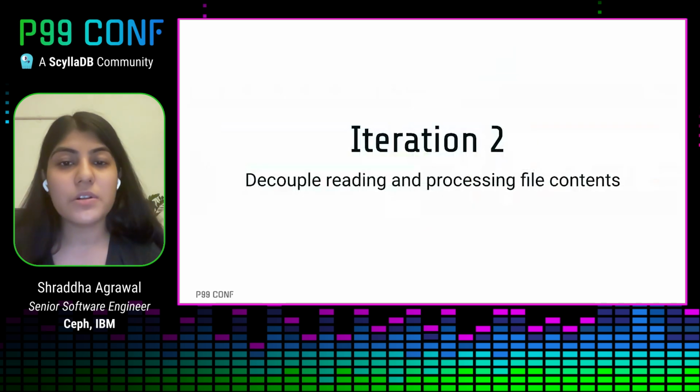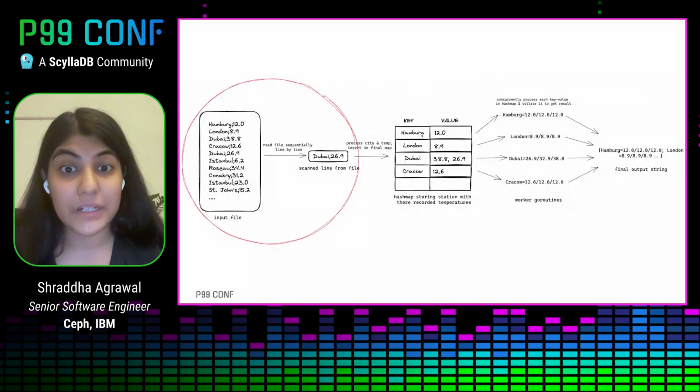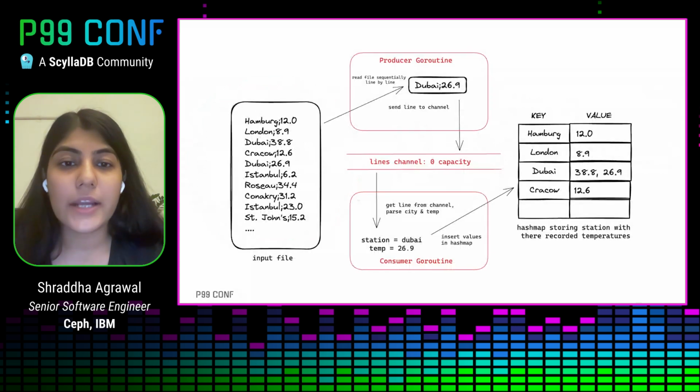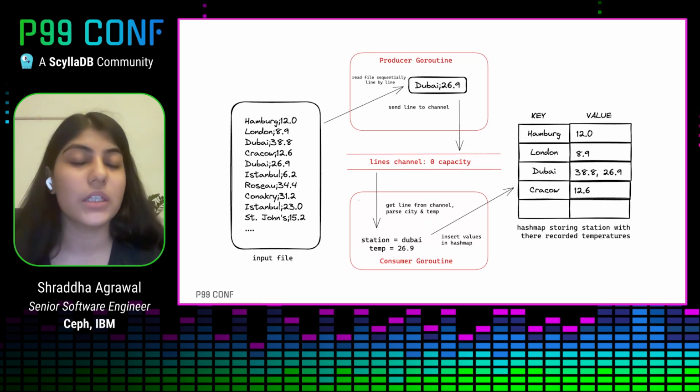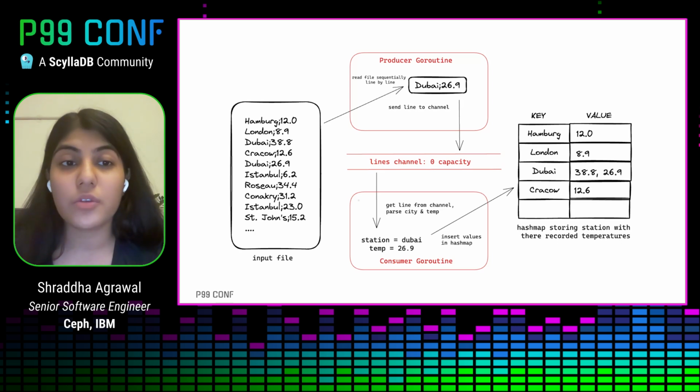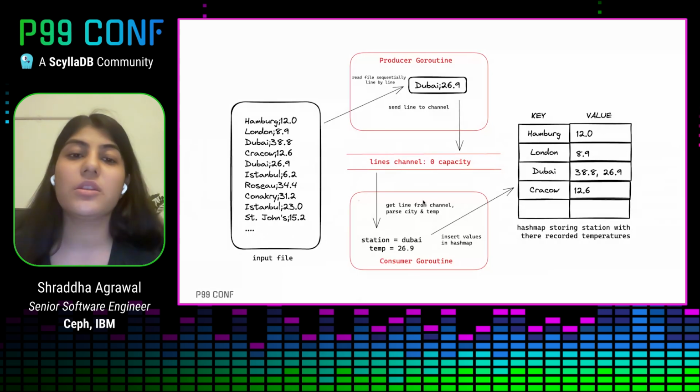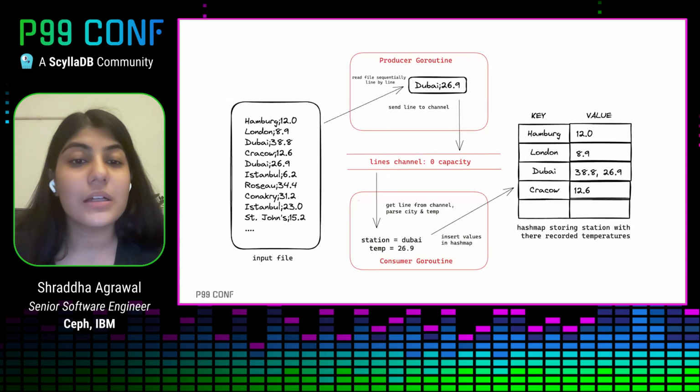We're going to decouple reading and processing of the file contents. This is the first bit that we're going to be focusing on in our entire flow. We're going to be adopting a producer and consumer pattern here, where the producer is responsible for reading the file line by line, and then the consumer is responsible for actually parsing the station and temperature values from it and inserting it in the hash map, as these two things can be done independently. For both of these, we're going to be introducing Go routines. So as you can see, this is a Go routine and this is a Go routine. And to communicate between these two Go routines, we're going to be using the lines channel.